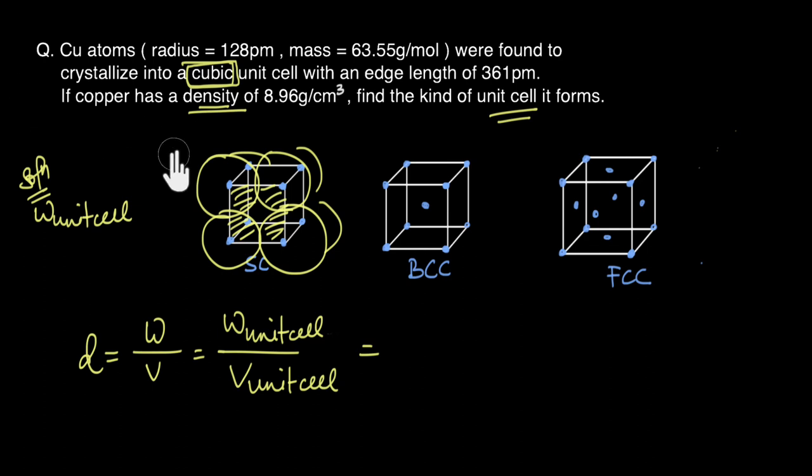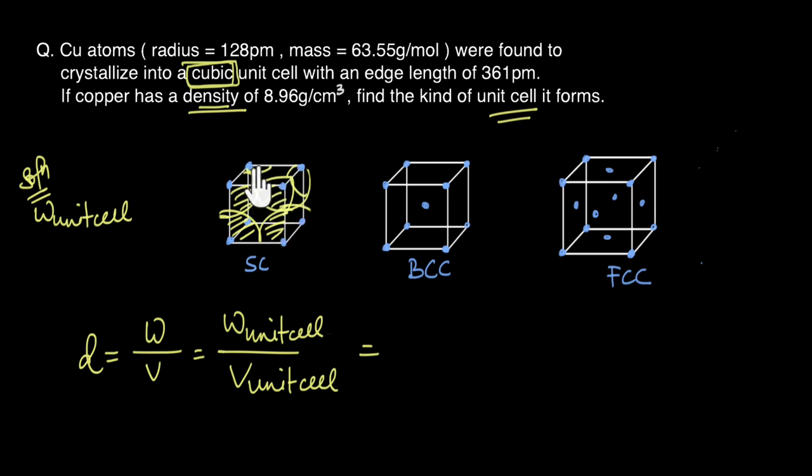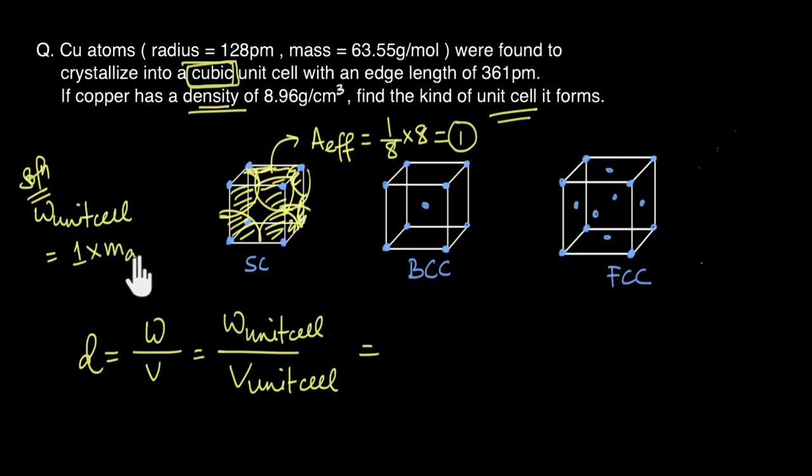And to find out the total number of atoms that effectively lie inside a unit cell, we can always use the A effective, right? For a simple cubic unit cell, A effective will be equal to 1 by 8 into 8 because atoms at the corners are only 1/8 inside, which comes out to be equal to 1. So we can think of a simple cubic unit cell as effectively having one atom that lies 100% inside. So the weight of the unit cell will be equal to 1 into the mass of that atom, right?